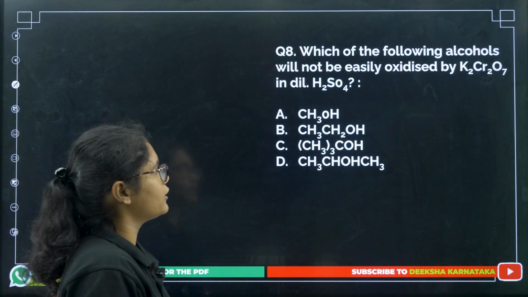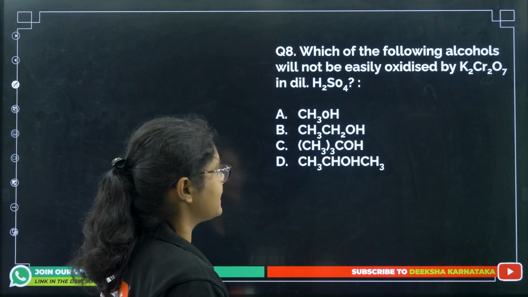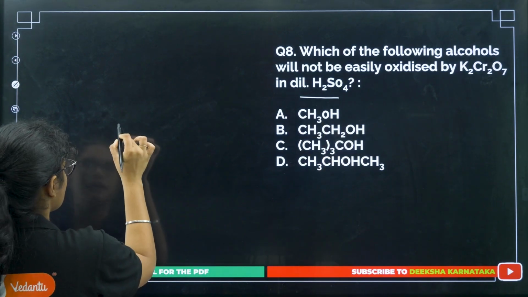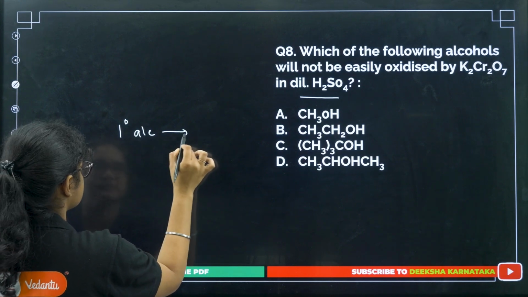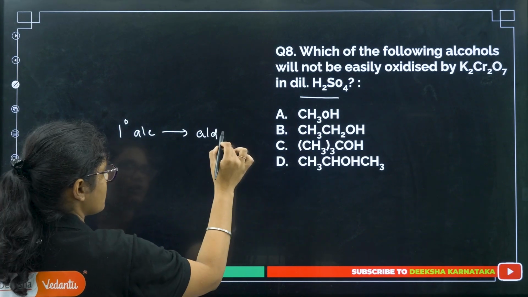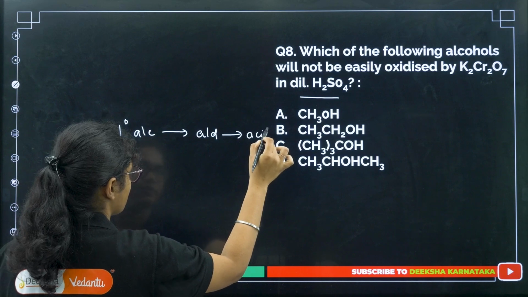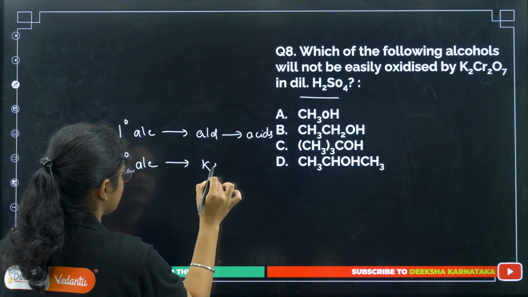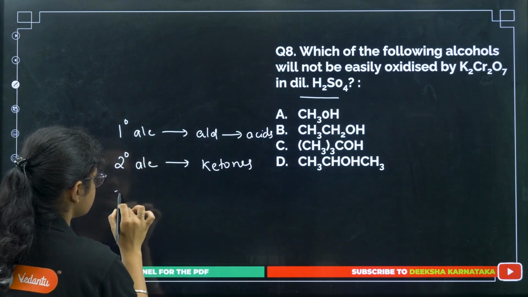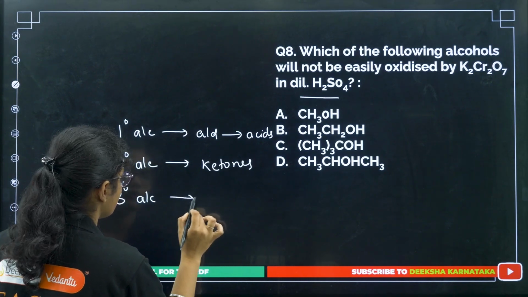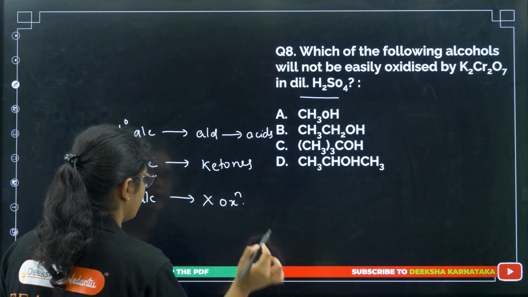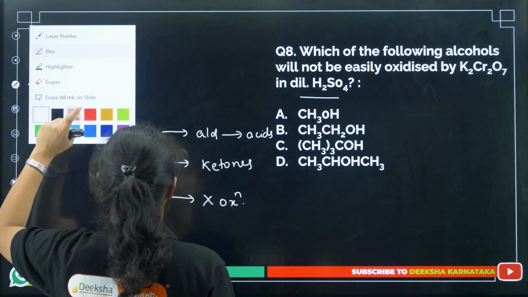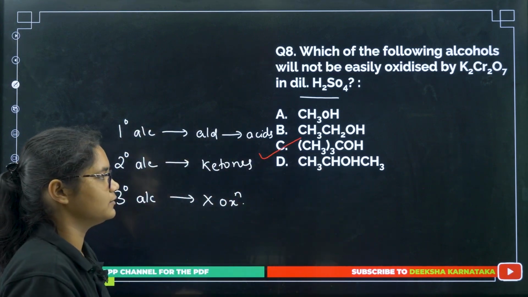Next question, which of the following alcohols will not be easily oxidized by K2Cr2O7 in dilute H2SO4? So if you remember here, primary alcohols get oxidized to aldehydes, but this is a strong oxidizing agent, so it will be further oxidized to acids. Secondary alcohols get oxidized to ketones, right? And tertiary alcohols do not undergo oxidation. So we have to find which is a tertiary alcohol. Option number C is a tertiary alcohol. So the correct answer will be option number C here.